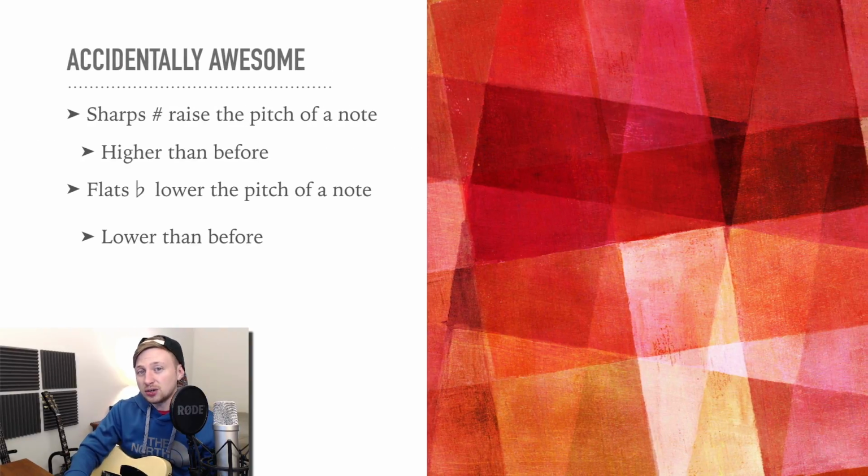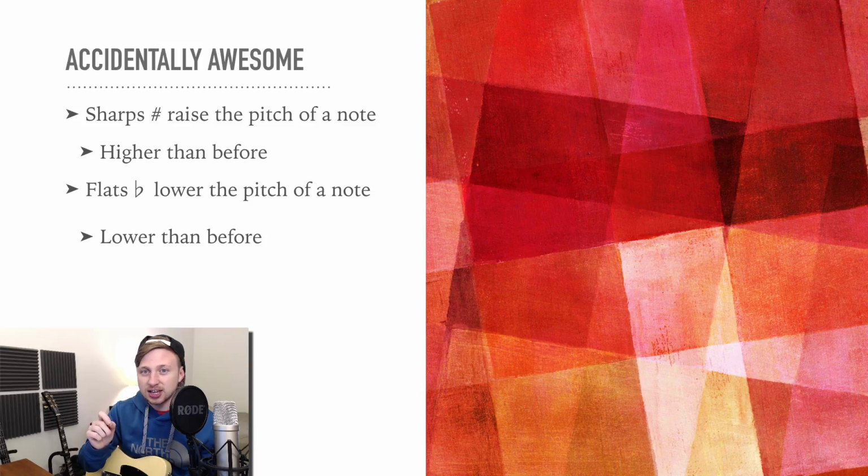So we also need to talk for just another quick second about accidentals and about how you want to think of them. We want to think of sharps as something that are raising the pitch of a note. For example, if I were to play a C note, a C sharp is a note that is a higher pitch. An A sharp is a note that's higher. It's raising the pitch of a note. That's what a sharp is doing.